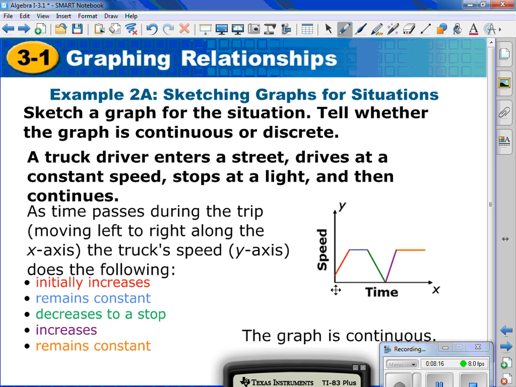When you enter the street, what happens when you drive? You start driving, right? So you enter the street, you start driving, then you remain at a constant speed, then you have to slow down and you stop, then you have to speed up, and then you remain at a constant speed. This is a continuous function.